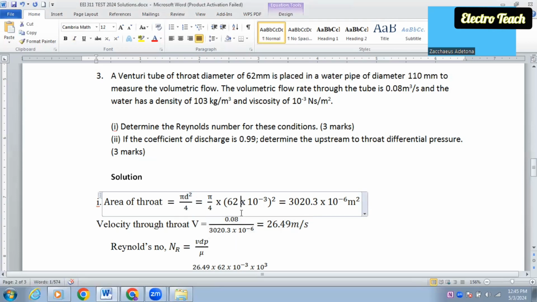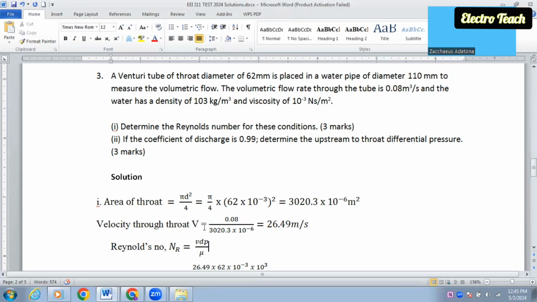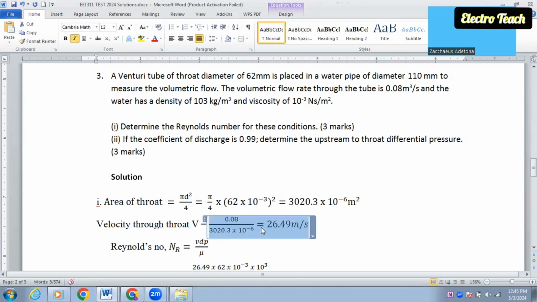If you use that, we have pi over 4 times 62 times 10 raised to the power minus 3, squared. The answer is 3020.3 times 10 raised to the power minus 6 meters squared. So velocity at the throat, V, equals the volumetric flow rate divided by the area. V is equal to Q over A. That's what we use in the solution here: 0.08 divided by 3020.3 times 10 to the power minus 6. The answer is 26.49 meters per second, and that's the velocity through the throat.